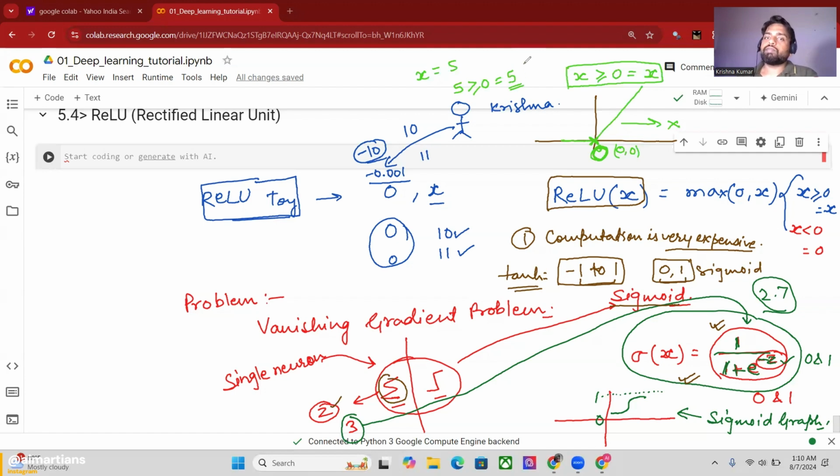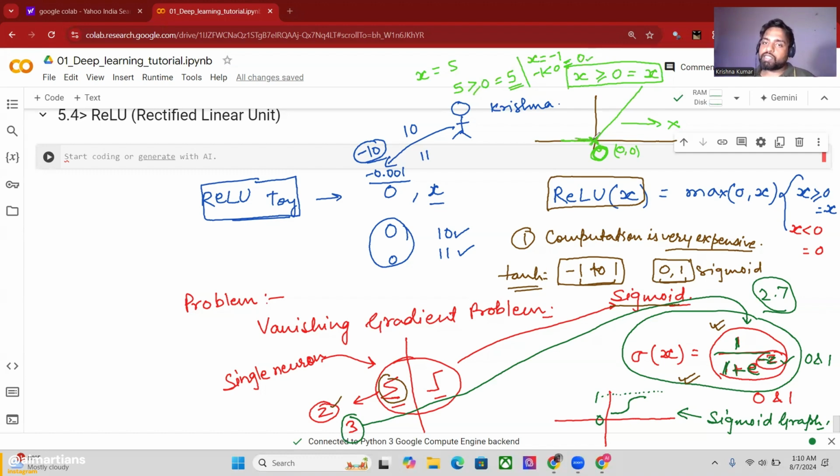Similarly, if I say, let's say this time, -1. If I put -1 here, -1 is less than 0. In that case, I will get 0. I will not get -1. I will get 0, because -1 is less than 0, right? So whatever value I get that is less than 0, it will return 0.